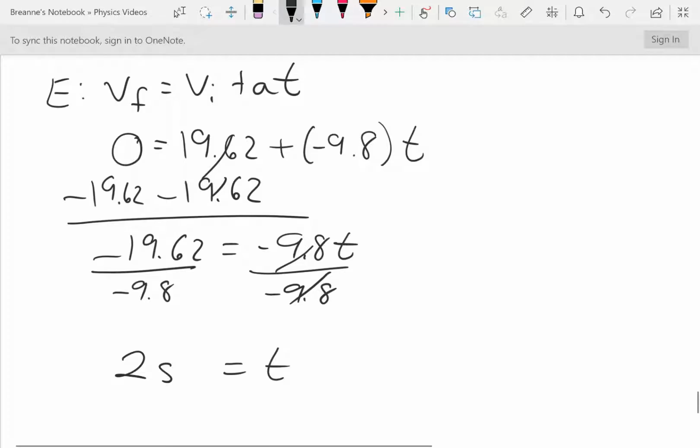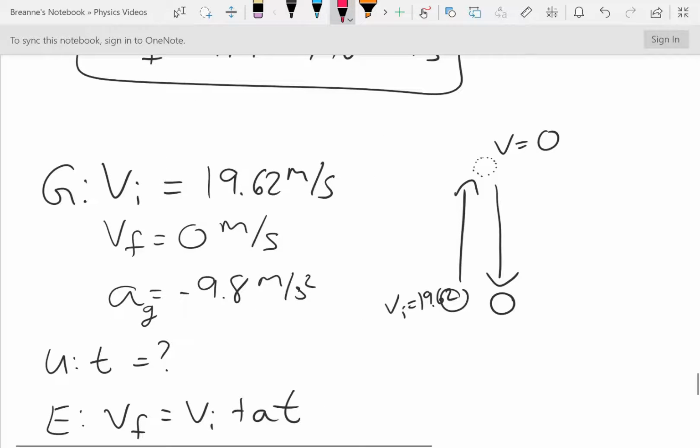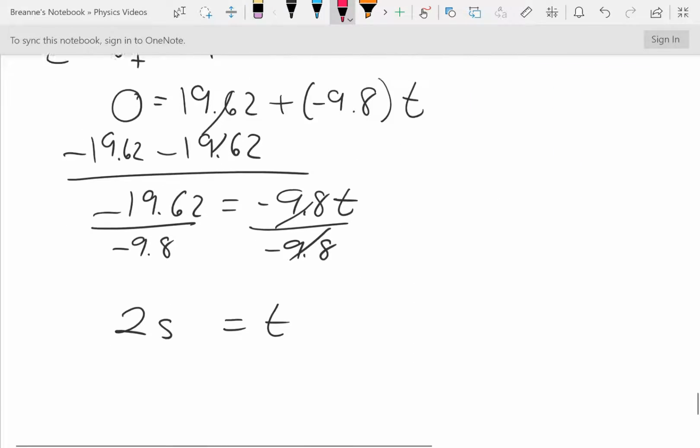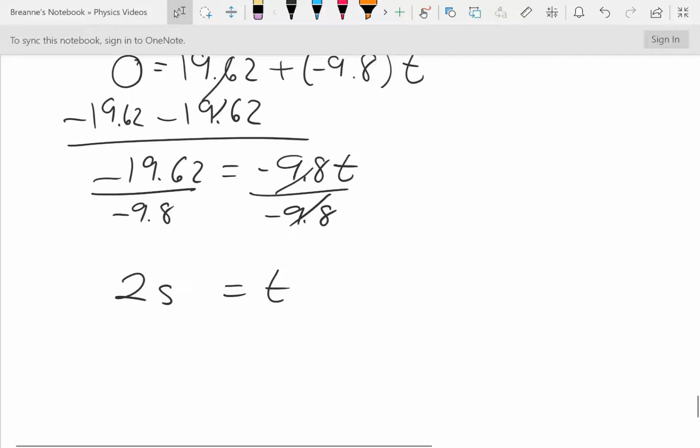But that is the time it travels only in the upwards direction. What does the ball have to do now so she can catch it? It has to come down. It's going to fall at the exact same rate as it goes up. So if it goes up at 2 and then it goes down at 2, we have to add those together.